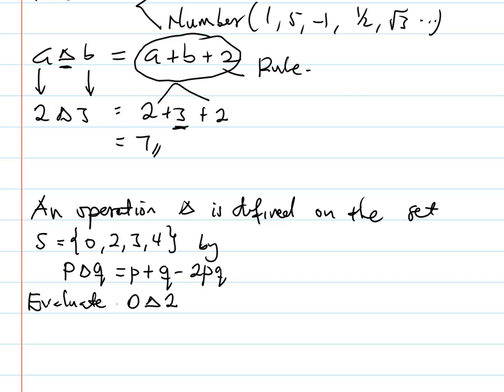So we are going to select two numbers. Let's consider 0 delta 2. The rule is saying that let's add the two numbers, 0 plus 2, minus 2 multiplying the two numbers. So we have 0 multiplying 2.